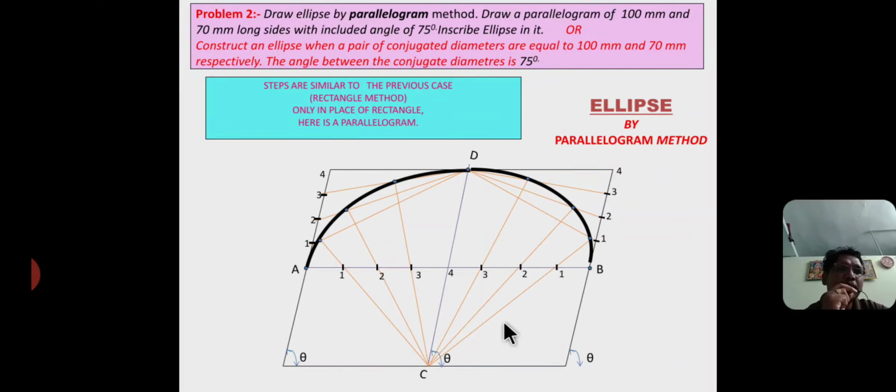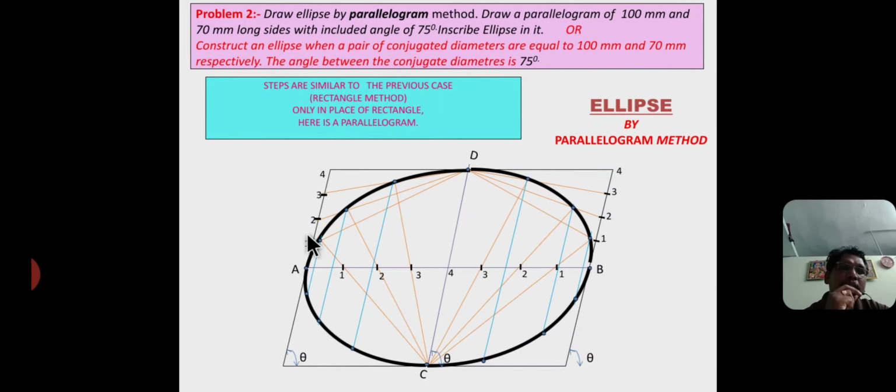Repeat the same procedure for the bottom parallelograms. Draw some mirror lines, symmetric lines, and you will get the same shape. This is the complete view of the ellipse. This thick line is called the ellipse.